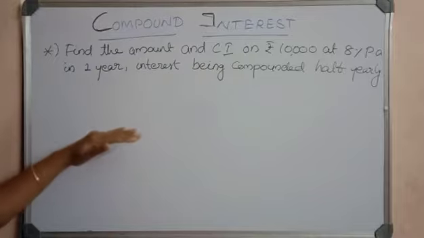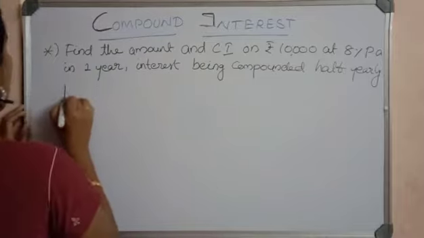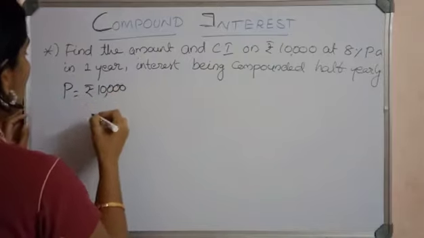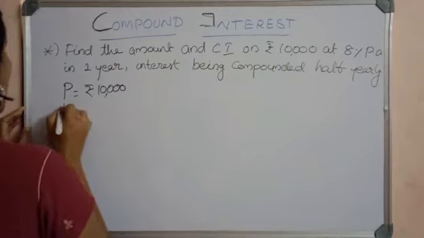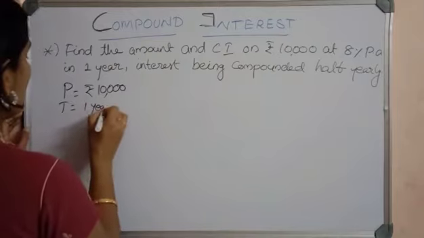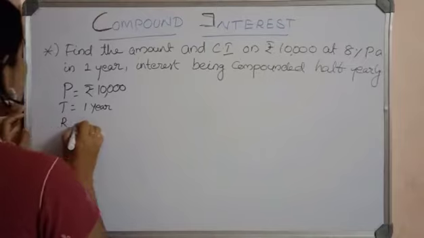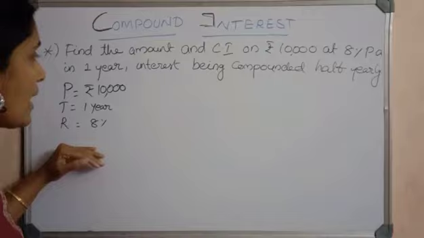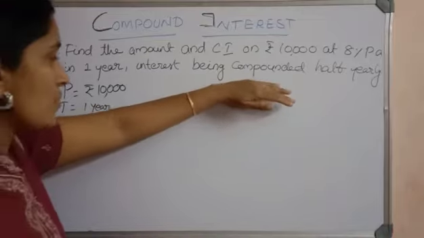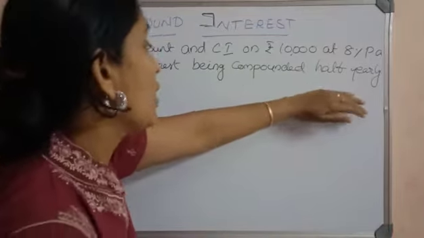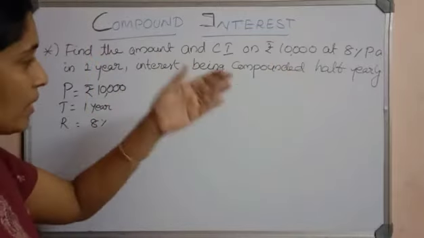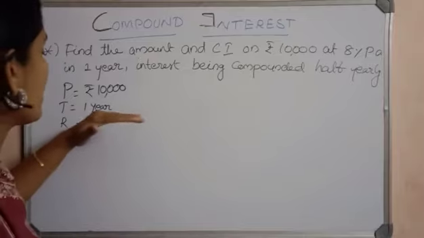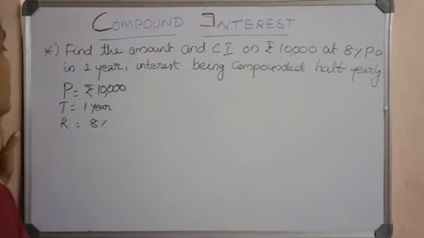First, write off all the data given. P is equal to rupees 10,000. Time is 1 year. Rate is 8%. These are the data given, and here one more important thing: the interest is being compounded half yearly. So your interest will add up in every half year. That means the time 1 year is given, you need to find the interest for 2 half years. So let's start doing this.